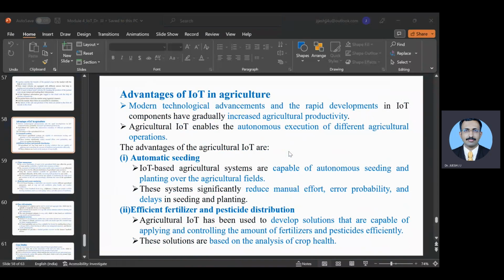In the automatic seeding mechanism, what you can see is that the seeding and planting will be taken care of by the machines, and it will be done automatically. Automatically means if you just switch on the machine, it will make sure that the entire seeding process is completed within a short span of time. You don't have to go and do all those processes.